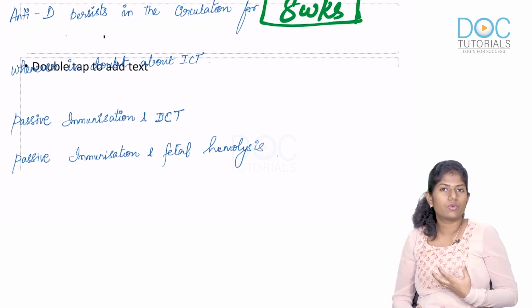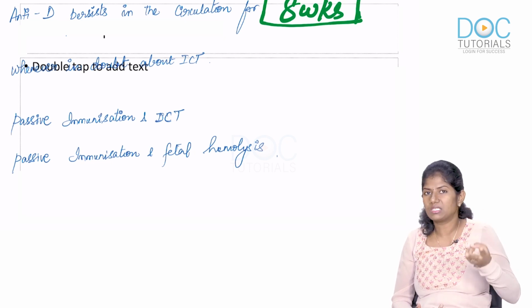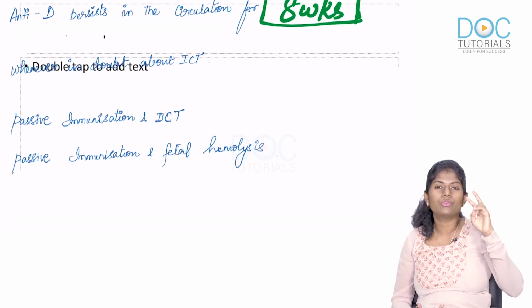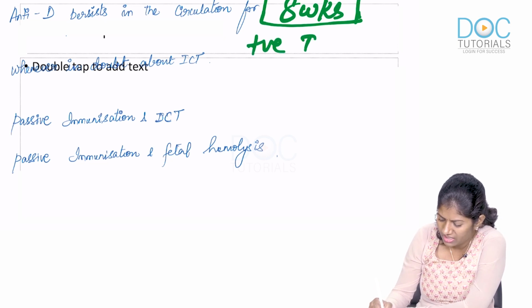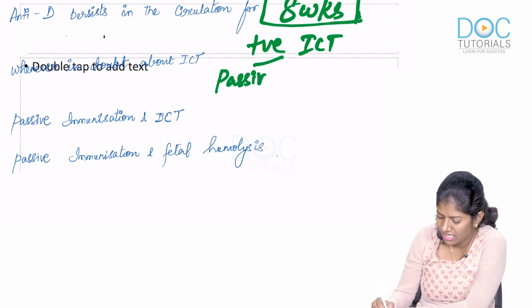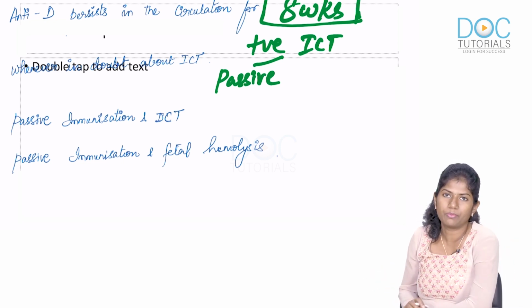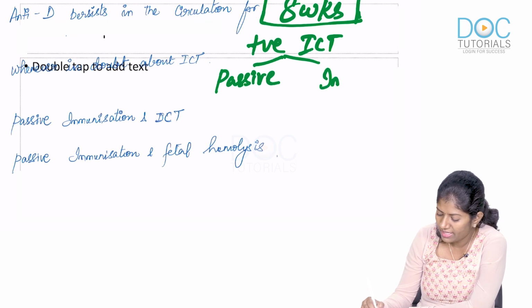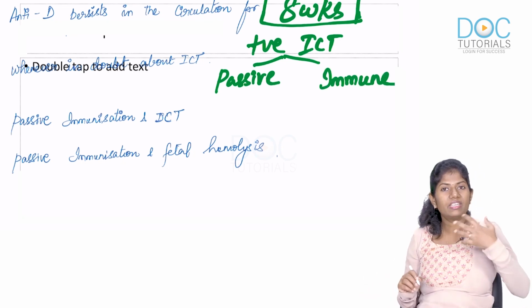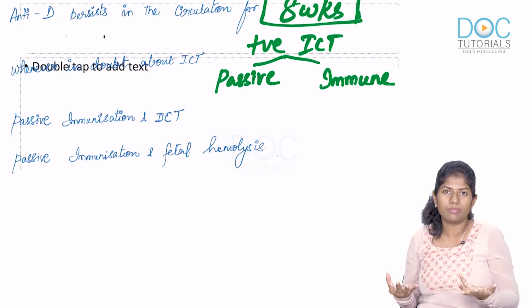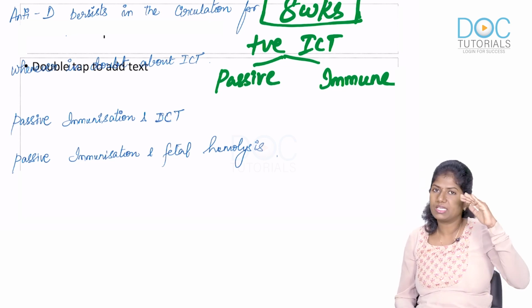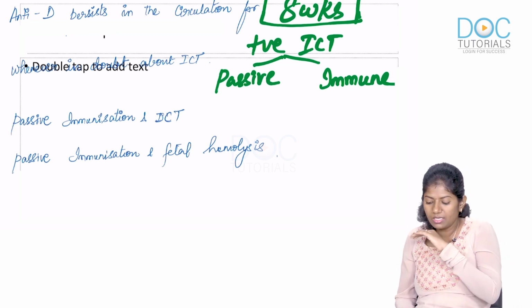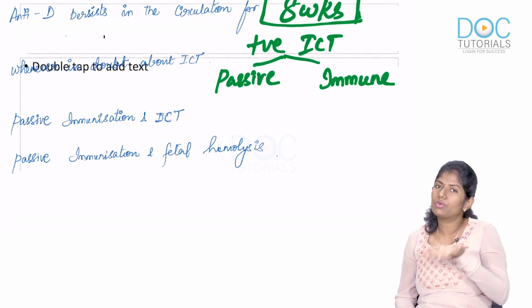So when this ICT becomes positive, there are two possibilities. One is that it could be due to passive immunization, that is, the prophylactic dose of anti-D that you give, or it can be due to immune reaction, meaning the lady herself is sensitized and has started producing anti-D by herself. But remember, in passive immunization the ICT will usually be positive in low titers, whereas in immune sensitization the ICT would usually be positive in high titers.